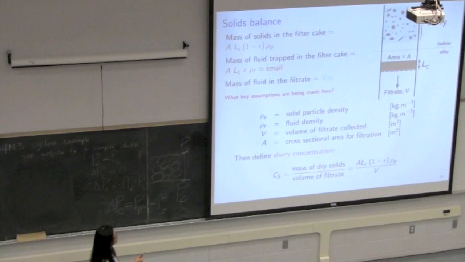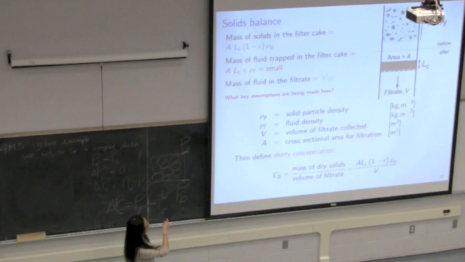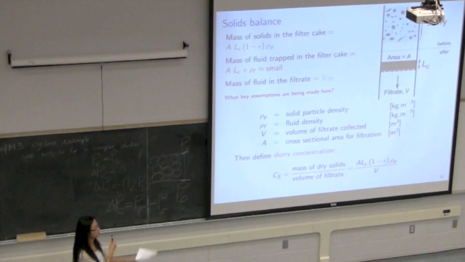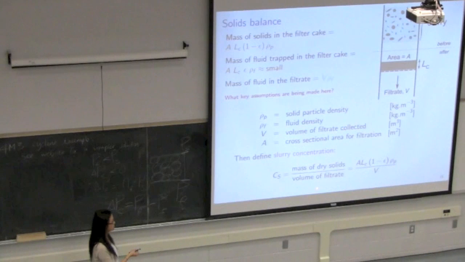Okay, so lastly, if we wanted to find the mass of the fluid in the filtrate, it's simply volume times the density. After knowing all of those equations, we can get our slurry concentration. So here's our slurry concentration. Cs is the mass of the dry solids divided by the filtrate volume, okay, which is that. And that top part here originated from that, okay?